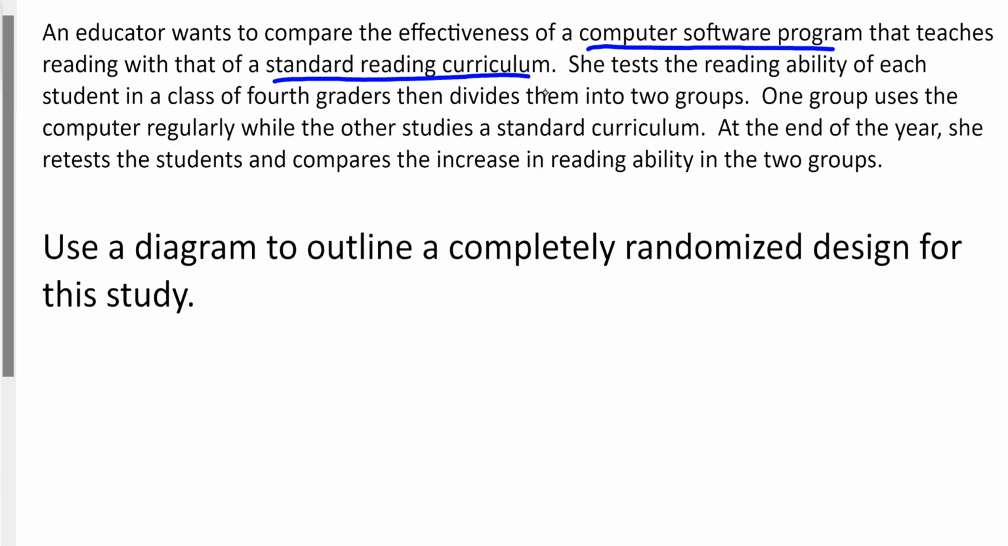She tests the reading ability of each student in a class of 4th graders, then divides them into 2 groups. One group uses the computer regularly, while the other studies a standard curriculum. At the end of the year, she retests the students and compares the increase in reading ability in the 2 groups. So use a diagram to outline a completely randomized design for this study.